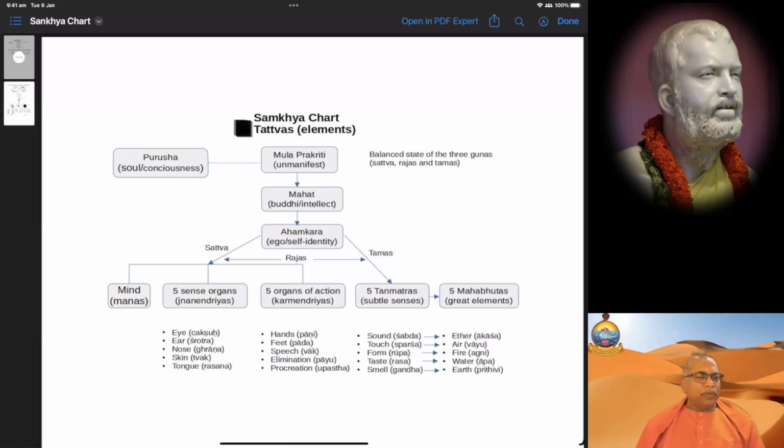So these four times five makes 20. 20 tattvas are there. On top of them is mind, which is 21. Ahamkara, the sense of ego, 22nd. Mahat, the cosmic intelligence or Buddhi, 23. And Prakriti, the unmanifest state of being, where all the three gunas are held in balance. That's called the avyakta, unmanifest.